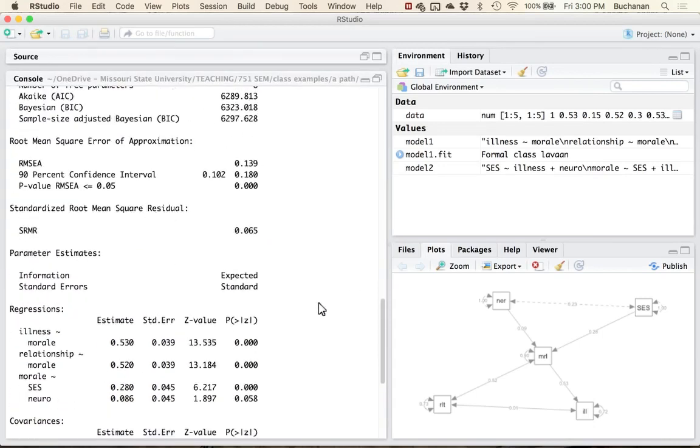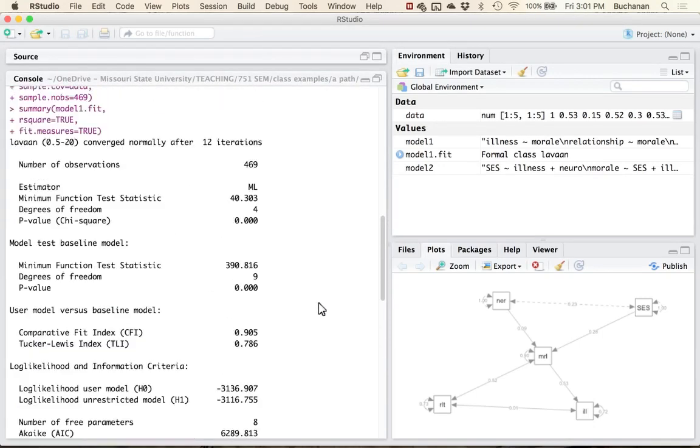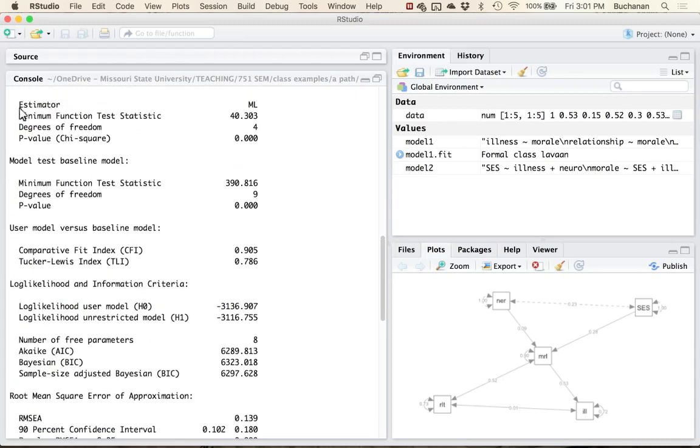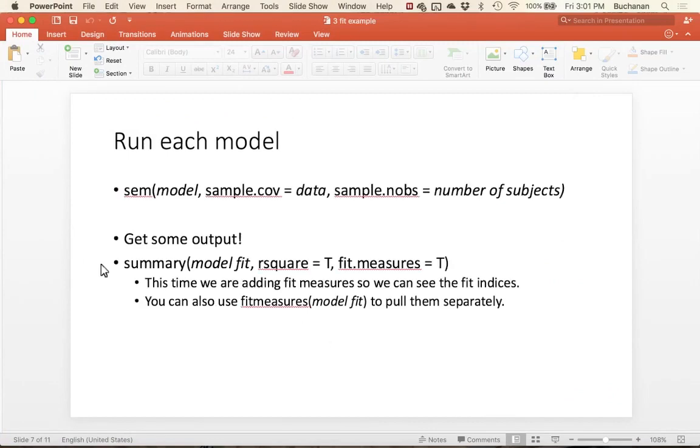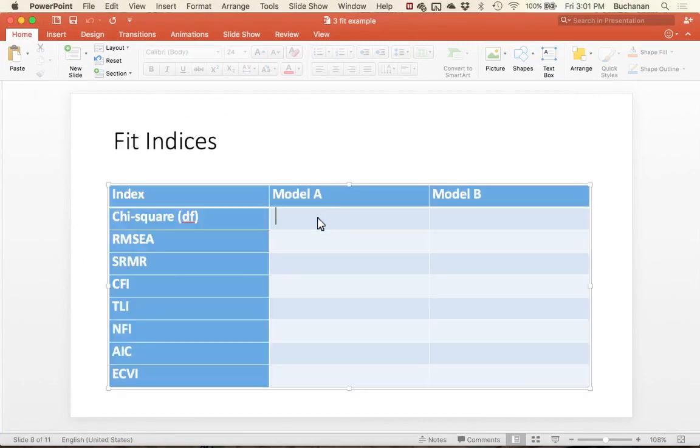Anyway, if I look at this output, it sticks all the fit indices at the beginning. So here is the chi-square statistic. Well, damn, that's significant. So that doesn't do me any good. But again, we talked about how it's problematic because it's always significant. So what I'm going to do is stick that information here. So I think it was 40.303.